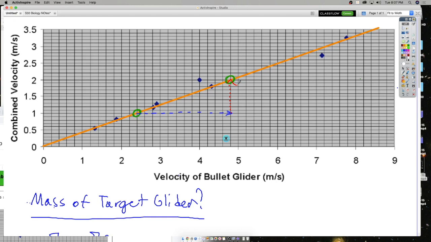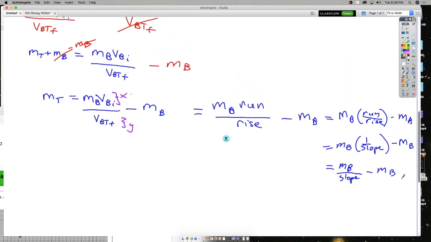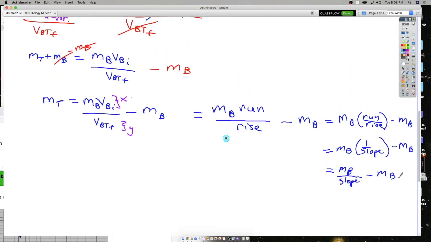So let's figure out what those are. I rose up to 2 meters per second from 1 meter per second, okay? While I ran up to 4.8 meters per second from 2.4 meters per second. Okay, so there we go. I've got a rise and a run. Hey, in my solved equation, I found a rise and a run. Okay, good. And in my solved equation, I have a place for that rise and for that run.